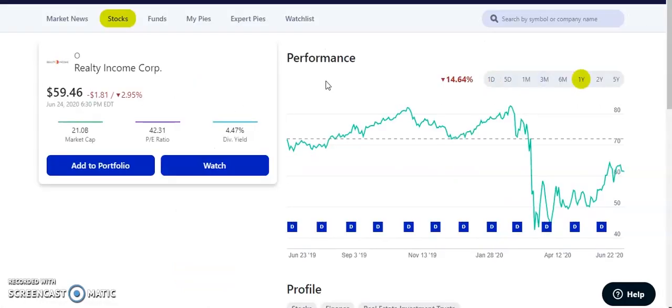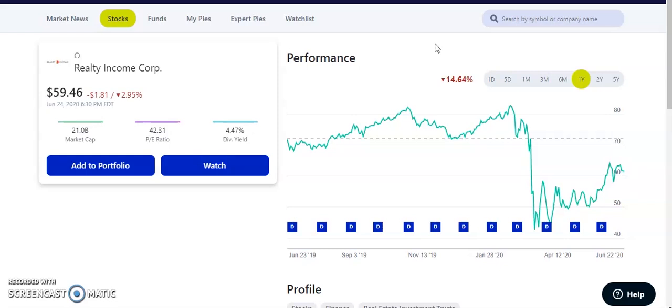Now the good thing with Realty Income is they pay out every single month, so they're a monthly paying dividend, and they pay out about 23 cents right now per share. Market cap of 21 billion, dividend yield 4.47%. Realty Income was trading here at around a high of $82, went down to a low of about $42, and now it's slowly been recovering as the market is trending and bouncing back up, almost trading at around $60.